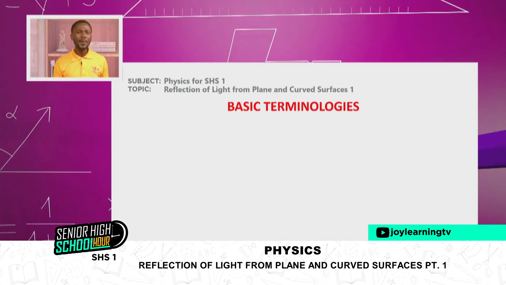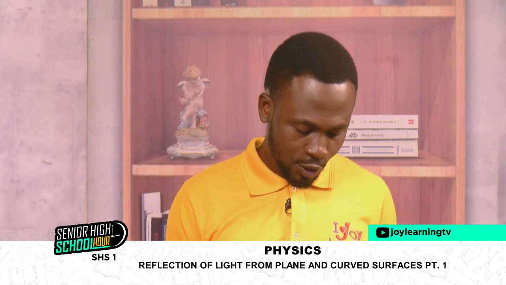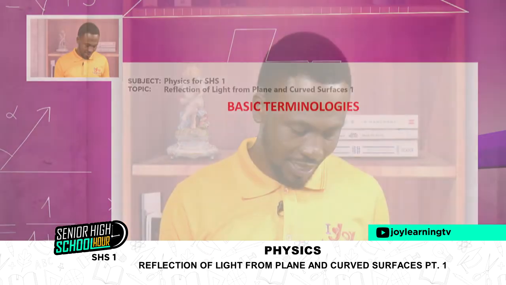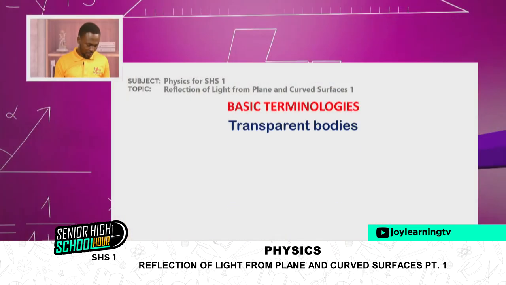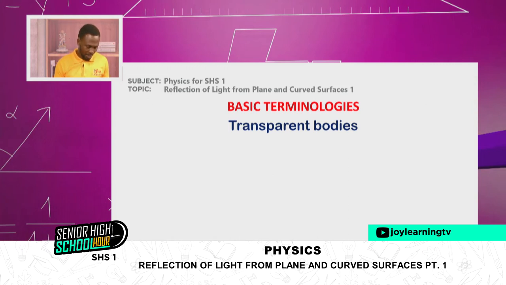Now, there are some basic technologies that we use as far as light is concerned. And you need to get to know these technologies, and you have to keep the definitions in your head and be able to give at least two examples. I'm going to run you through a number of technologies, and I expect you to be able to get examples outside those that I'm going to give to you. So the first one I'm going to look at is what you call transparent bodies. When we say a body is transparent, what do we mean by that?